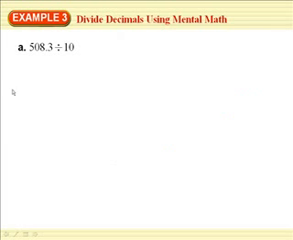So I love the shortcut for the whole numbers. So it's just 508.3. We're dividing by 10 that has 1 zero. So your number's going to get smaller by 1 place. So it's going to be 50.83.